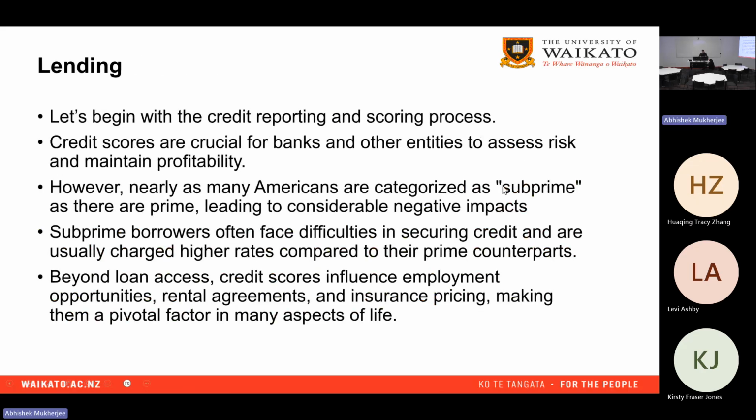But the issue is, if you think about the current credit scoring system, many of us become subprime. Why? What does subprime mean? That is, we are not eligible, or we don't meet the required credit score. That's how the current system is built up. So subprime borrowers often face difficulty in securing credit and are usually charged higher rates compared to their prime counterparts.